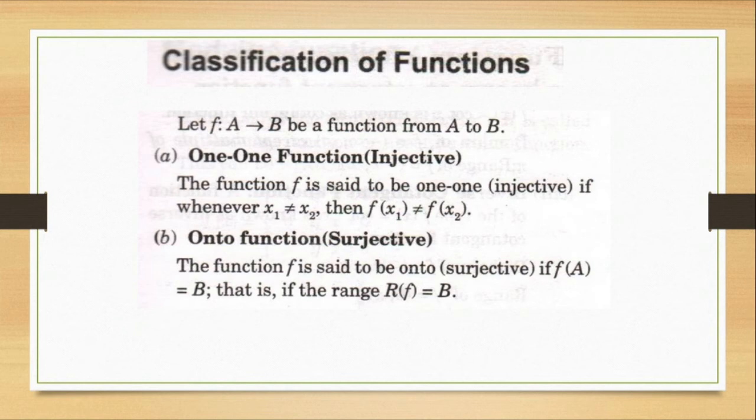Let f: A to B be a function from A to B. The function f is called injective, or one-one. The function f is said to be one-one if whenever x1 is not equal to x2, then f of x1 is not equal to f of x2. Onto function, surjective function: the function f is said to be onto, surjective, if f of A equal to B, that is, if the range R of f equal to B.